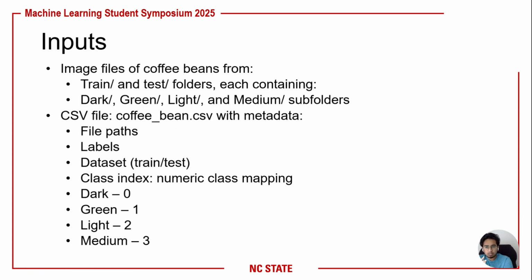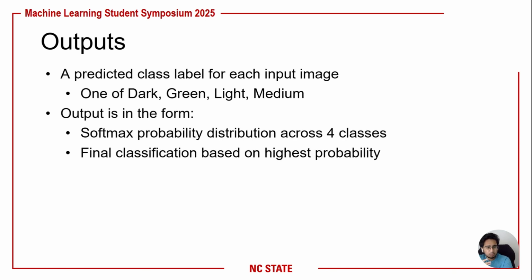The inputs for the model are train and test folders, each containing the four classes, and then a CSV file, coffeebean.csv, with the metadata: file path, labels, data set, and the class index mapping to each class of the coffee bean. The output is a predicted class label for each image, in the form of a softmax probability distribution across the four classes. And the final classification is based on the highest probability across these.